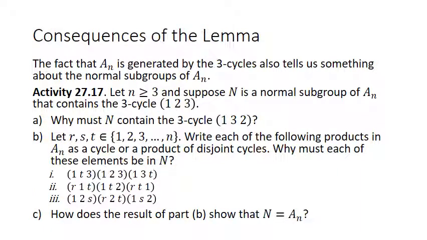Okay, so now let's talk about some consequences of that lemma that we just saw. So the fact that AN is generated by the 3 cycles also tells us something about the normal subgroups of AN, and that's what we're trying to work up to. We're trying to show that there are no normal subgroups of AN except for AN itself and the identity subgroup. So let's do this activity here. Go ahead and pause the video and try this activity, and then we'll go over it.